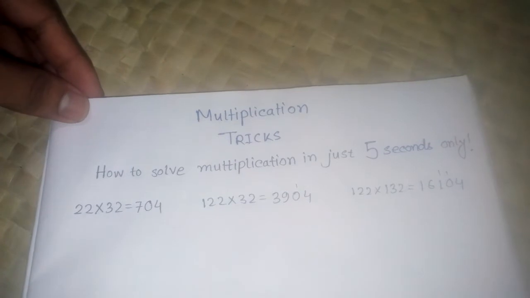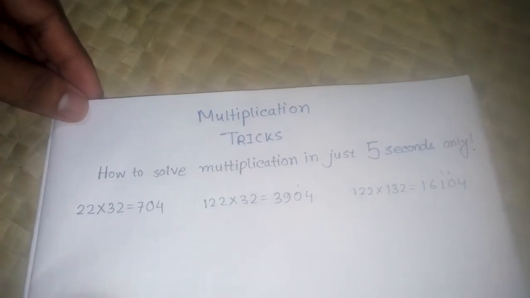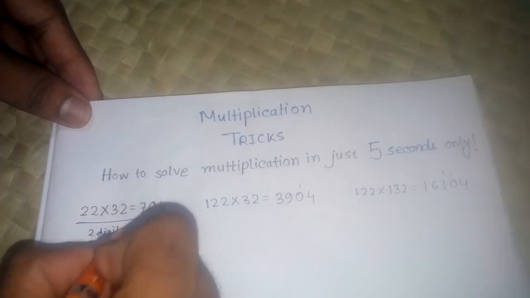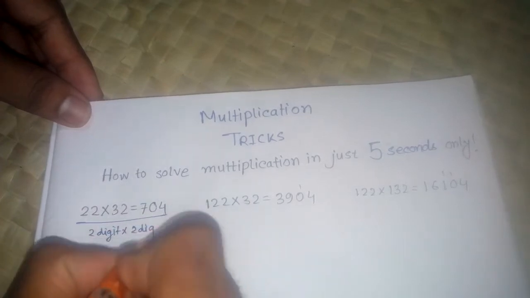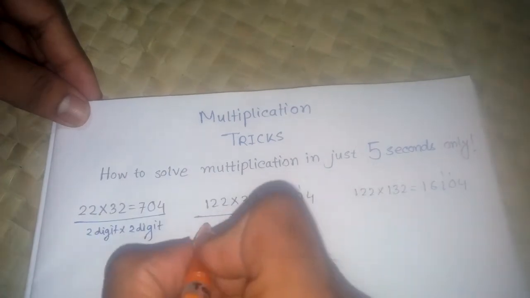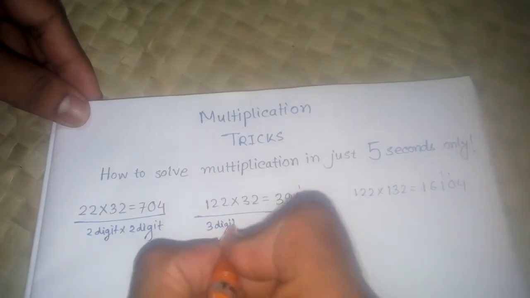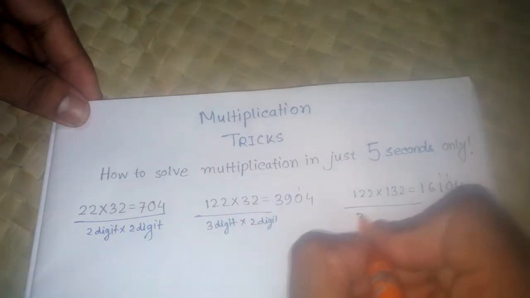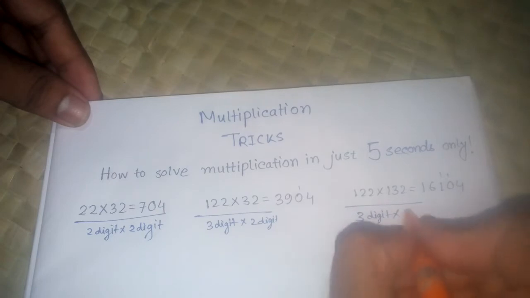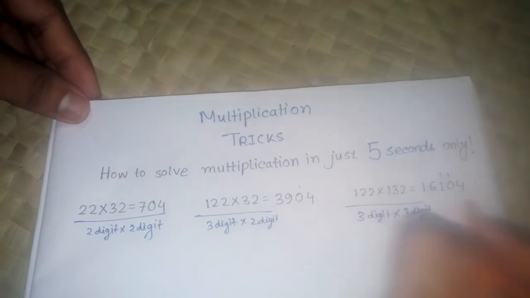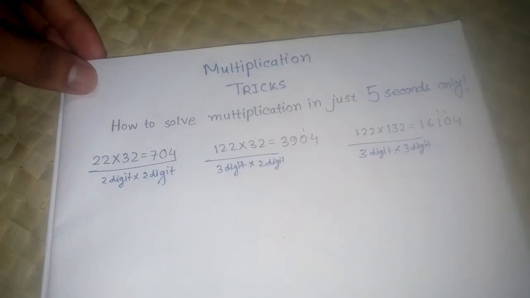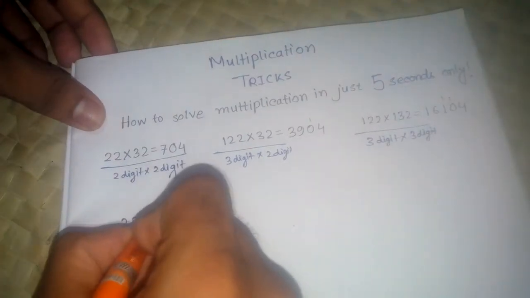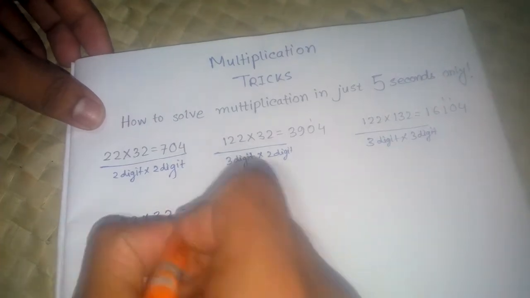So today we'll be solving three methods, where one is 2 digit cross 2 digit multiplication, then 3 digit to 2 digit multiplication, and then 3 digit to 3 digit multiplication, right? So we'll start with the 2 digit to 2 digit. Here we are taking the example 22 into 32, right?